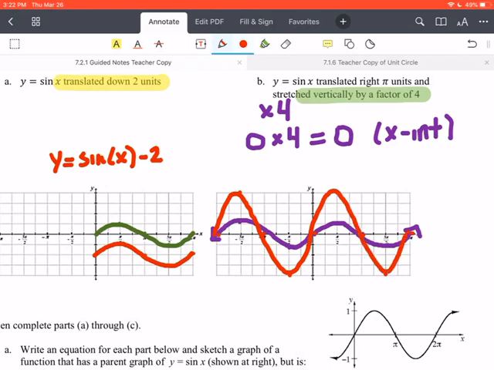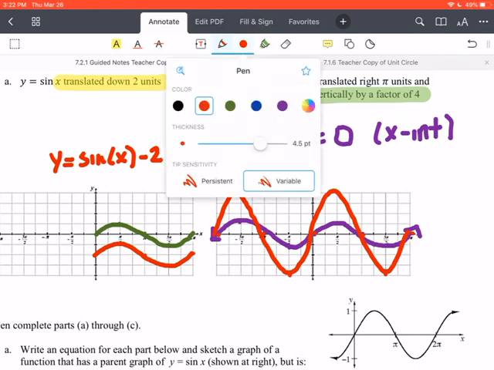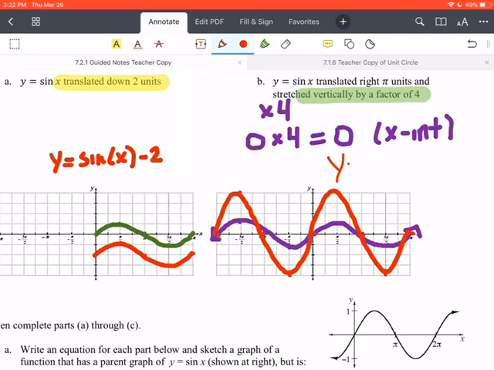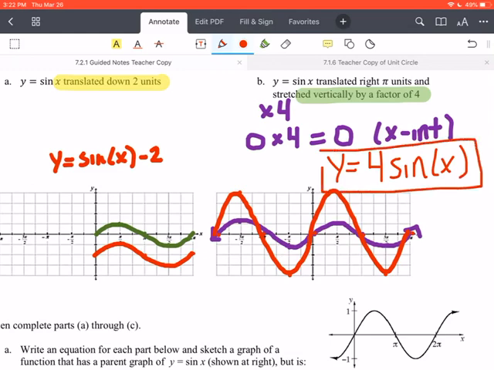Okay, so what is the equation going to be for this? The equation is going to be y equals 4, that's like our a value out front, times the sine of x. So hopefully you're slowly but surely recalling those transformations. Vertical stretch and compress is going to be the constant multiplier out front.